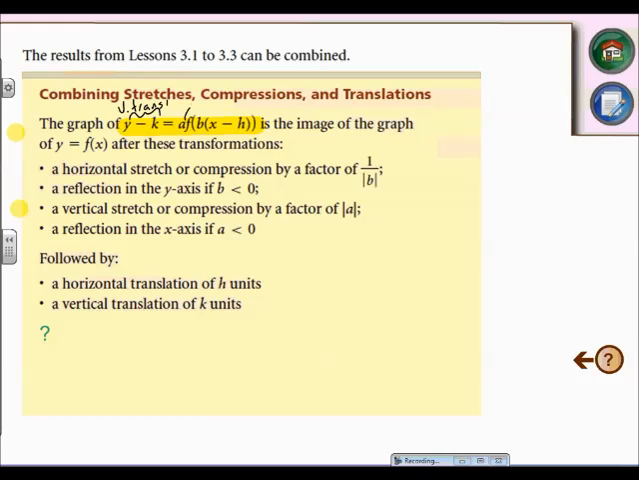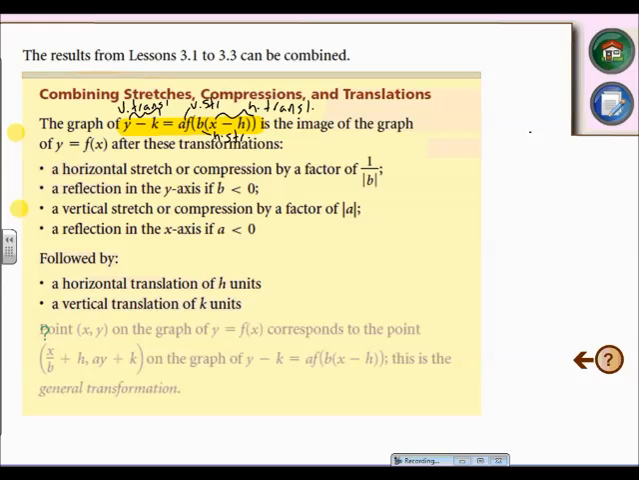We've got the vertical stretch. We've got horizontal stretch. And we've got horizontal translation. Those letters K, A, B, and H, those are called parameters. The X and the Y are the variables. Those other letters are the parameters.